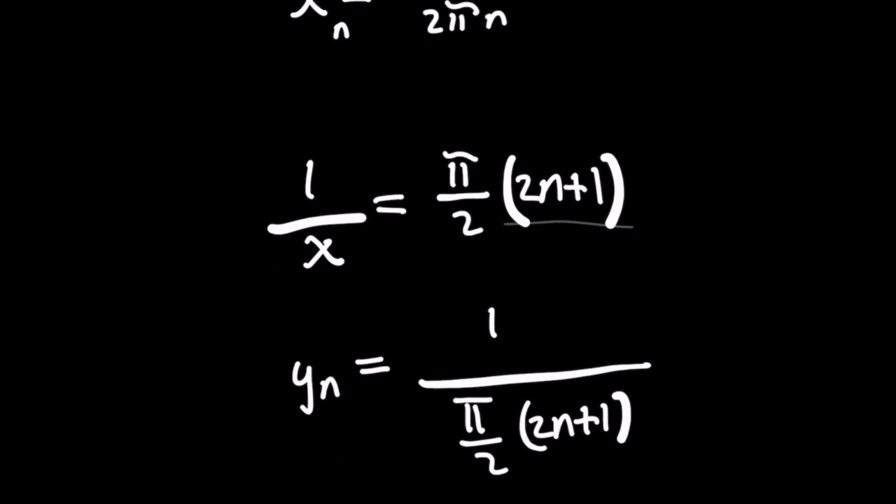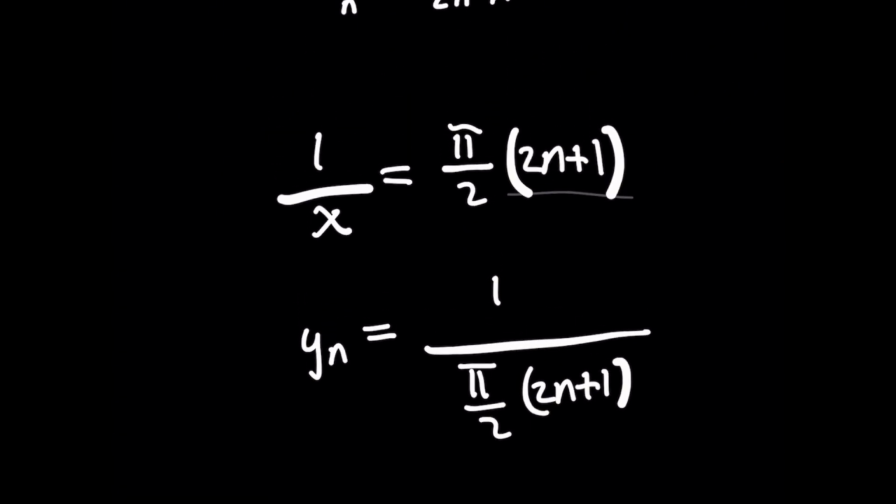And I'll do the same thing for the other case above where sine of x had an output of 1, taking the reciprocal of both sides. I'm going to give this series a new name, y with the subscript of n, not to be confused with the function y above.